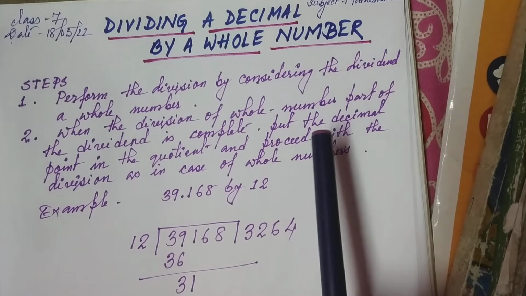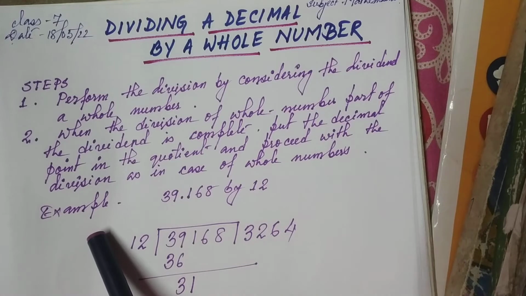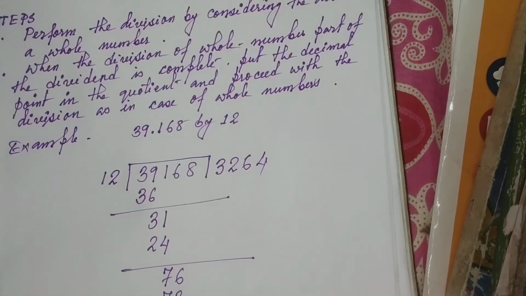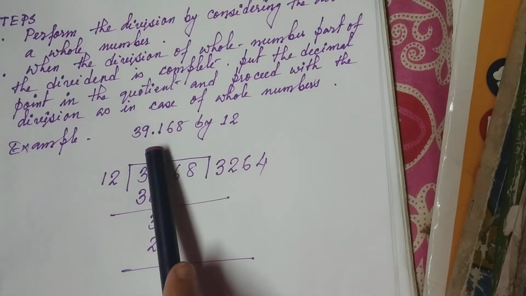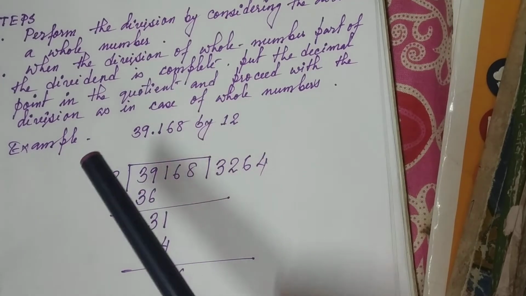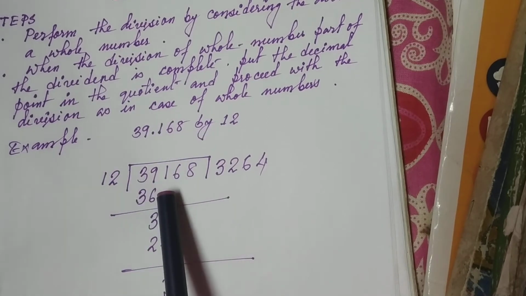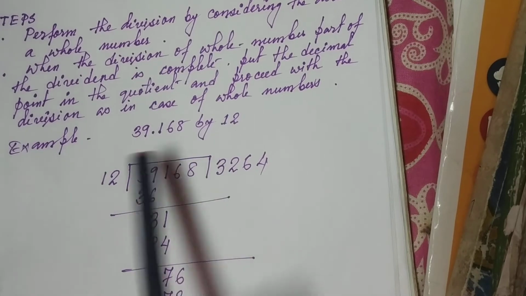That means, first of all, we have to divide the number and then we have to put the decimal according to the question. For example, I have taken a number here. You can see here that is 39.168, which is divided by 12. So, what I will do is I will remove the decimal from this number. So, this number will convert into 39,168. Now, I will simply divide this number by 12.